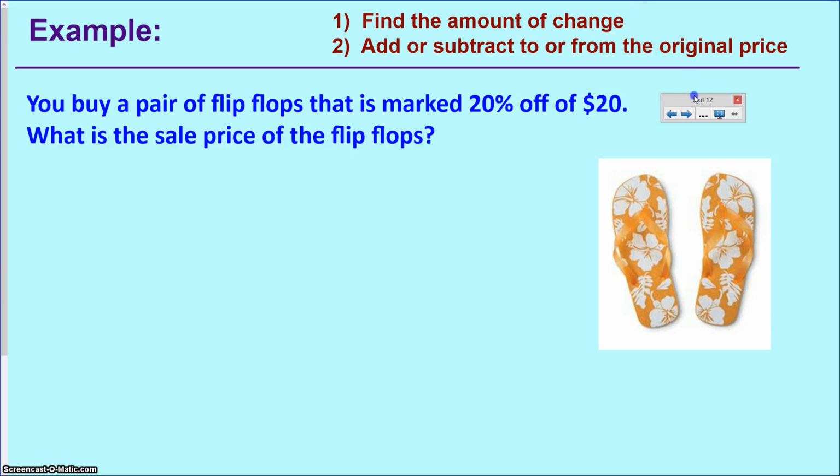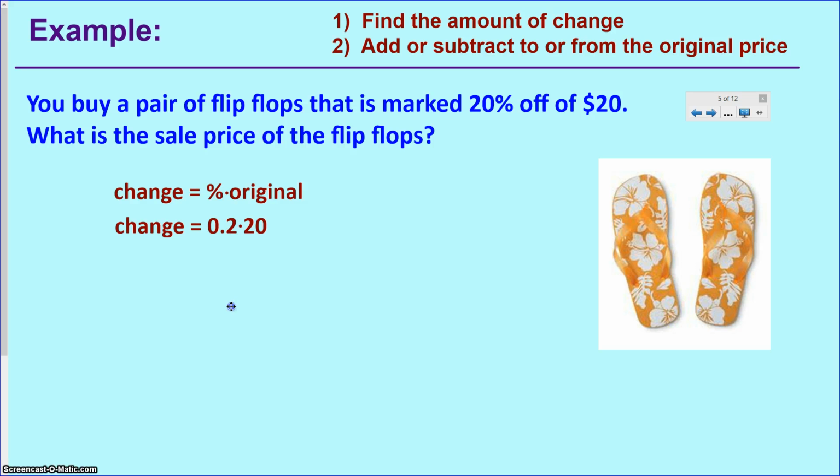Okay, let's do an example. Here's a pair of flip-flops that were priced at $20. Then they had a sale of 20% off applied to them. And we have to figure out what is the sale price of the flip-flops. The place where you start is the same place that you started all last week, with a formula. We're going to use that formula that I just gave you: change equals percent times original. Your job is to identify which numbers go in which slot of that formula. Please pause the video and figure that out. If you do that correctly, you will get change equals 0.2 times 20.